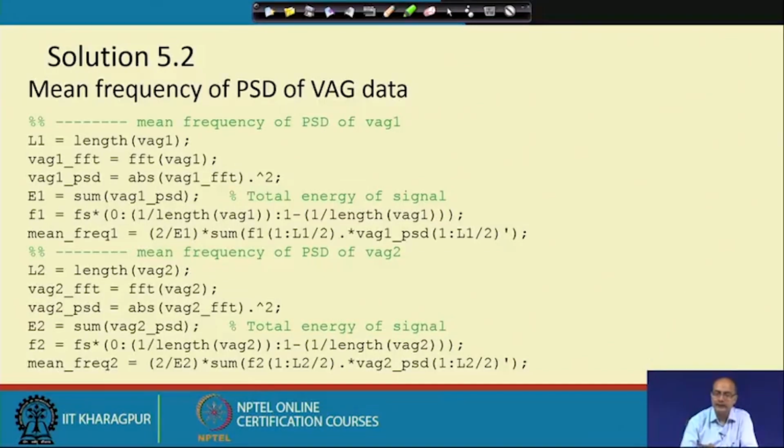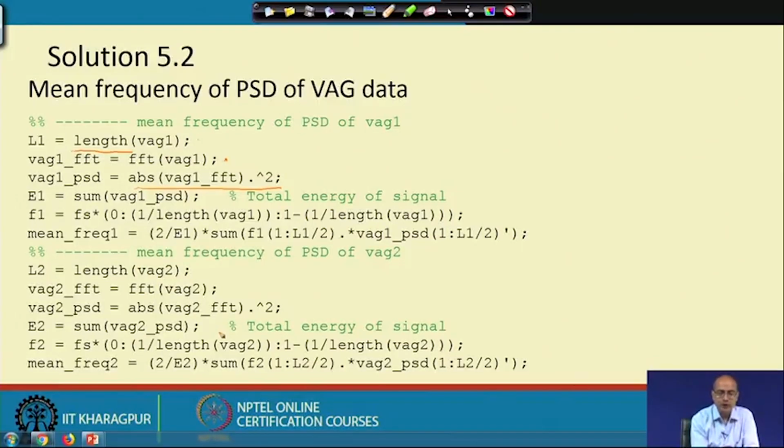So, here we start writing the code. First we have to take care of the length of the signal, that is for VAG 1 the length is L 1, we have computed with this command length, and then we compute the Fourier transform and we take the absolute value and square of each of these values, and to get the energy, we take the sum of the spectral energy, and to get that mean, we are looking at that part.